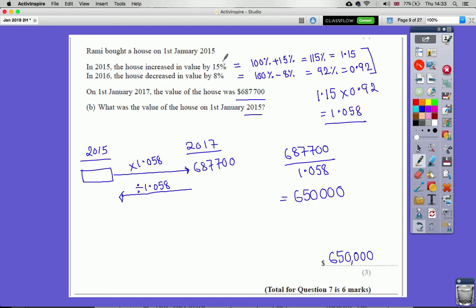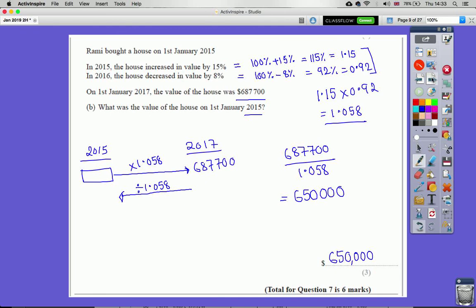What they do is they do 15% and then 8%, so they do 15 minus 8, 7%. But that is not true, because after a 15% increase, on that increased value, the value goes down by 8%. The total amount has changed now. So you have to calculate the two multipliers separately and find out the overall change in those 2 years. It's also known as repeated percentage change.